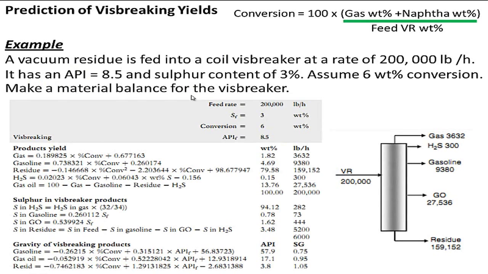This slide will show you how to make the material balance around the visbreaker. An empirical equation has been established for an approximate material balance for the visbreaking case, which requires only three pieces of information: how much sulfur is in the feed, what the API of the feed is in the beginning, and also how much the conversion is. Then you can calculate the product yield and how much sulfur remains in each yield.